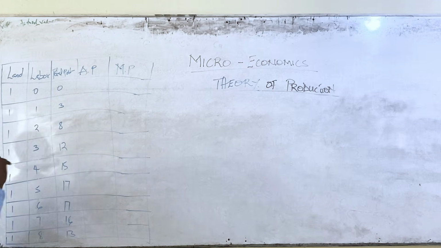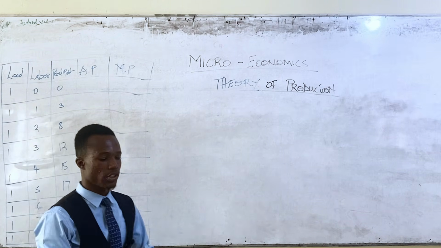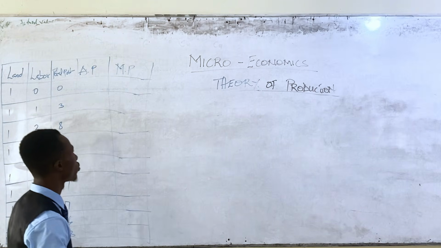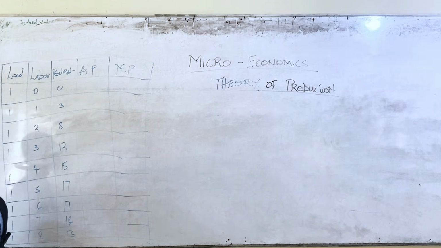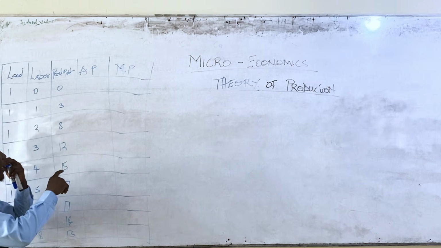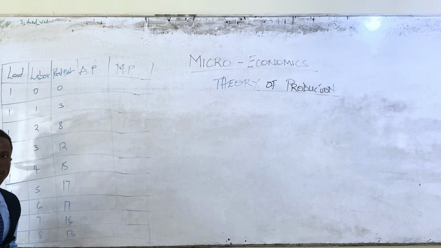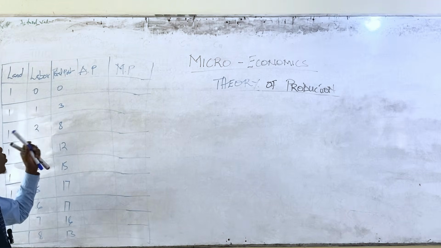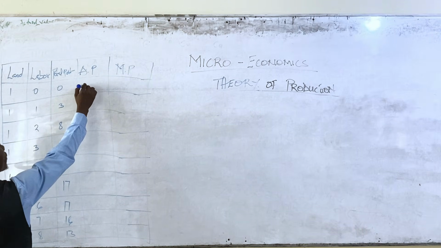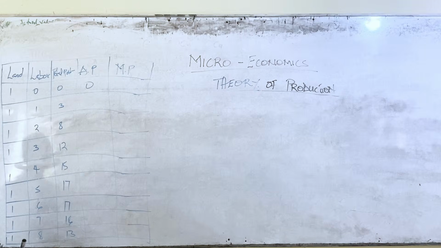But have it in mind that at the very first stage of production, total product is 0, average product is 0, and we don't even have marginal product for that. I will explain it when we get there, but have it in mind that at the beginning of every production, total product is 0, average product is 0. Just put this in mind. So we have the average product to be 0 here.